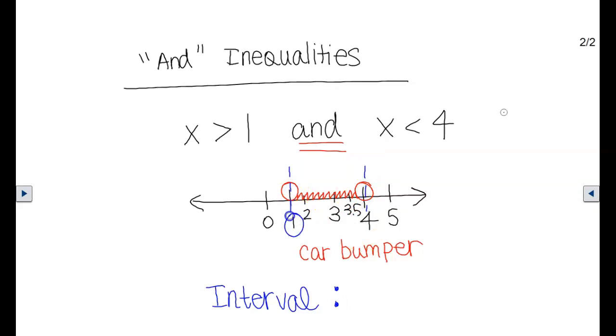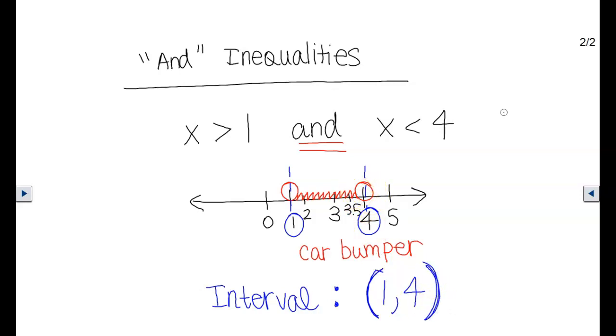So one end is at 1 and one end is at 4. When I go to write my interval, those are going to be my two values, because remember, an interval always requires two values. I work left to right, smallest to largest, so I'm going to do 1, 4. And then I need to add my parentheses or my brackets. Is 1 included? It's an open circle, so no, that's going to be parentheses. Is 4 included? No, it's an open circle, so that's going to be parentheses.